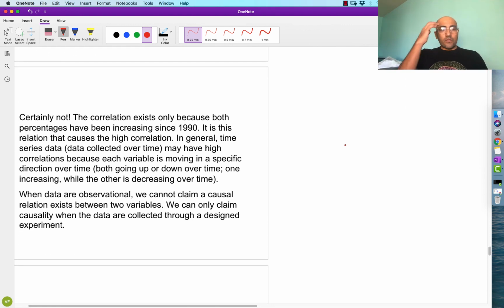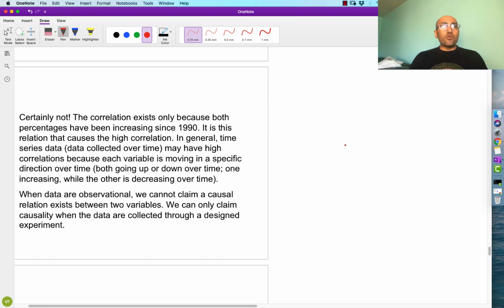Okay? So the correlation exists only because both percentages have been increasing since 1990. It is this relationship that causes the high correlation. In general, time series data collected over time may have high correlations because each variable is moving in a specific direction over time, both going up or both going down, or one increasing while the other decreases. When data are observational, we cannot claim a causal relation exists between the two variables. We can only claim causality when the data are collected through a designed experiment.